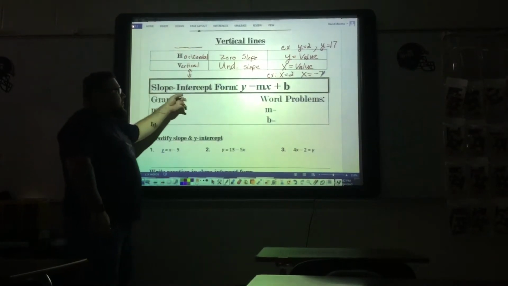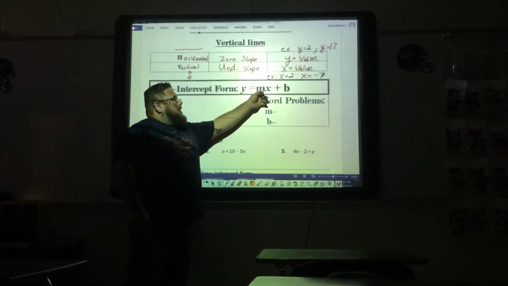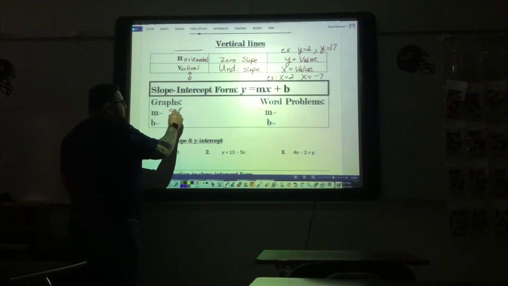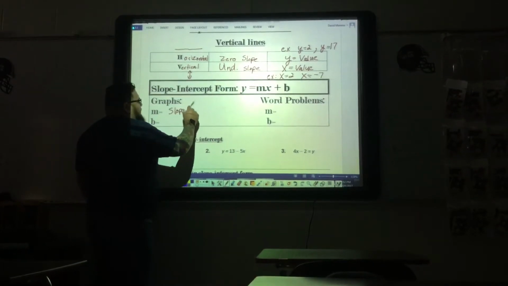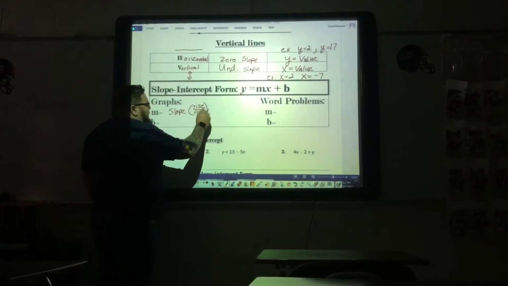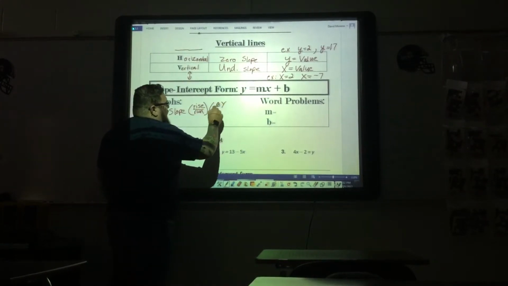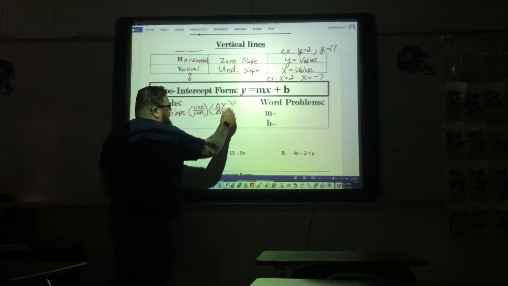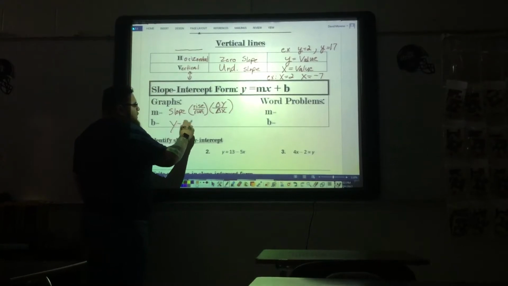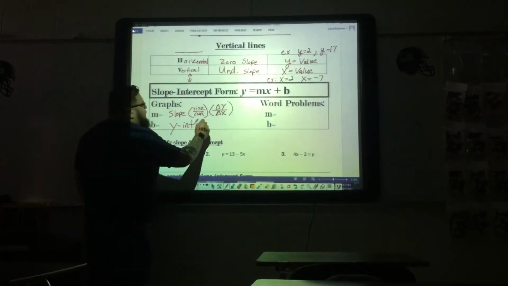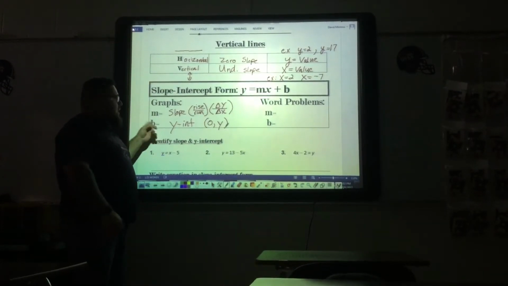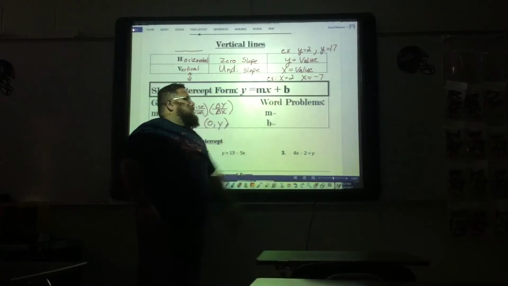Now, we're talking about slope-intercept form. This is y equals mx plus b. On graphs, m is our slope, or we like to say rise over run. And sometimes we like to say change in y over change in x. B is your y-intercept. This is where it intercepts on the graph, so you're going to have it at 0, y. That's your b. That's what b stands for, and y equals mx plus b.